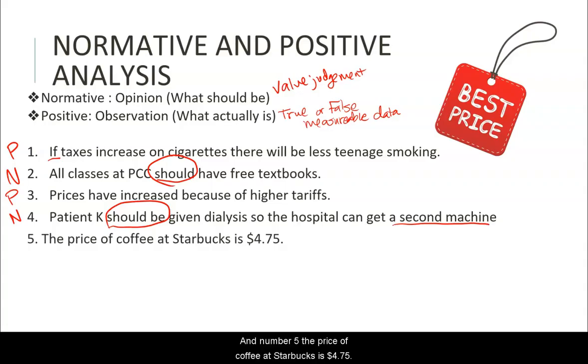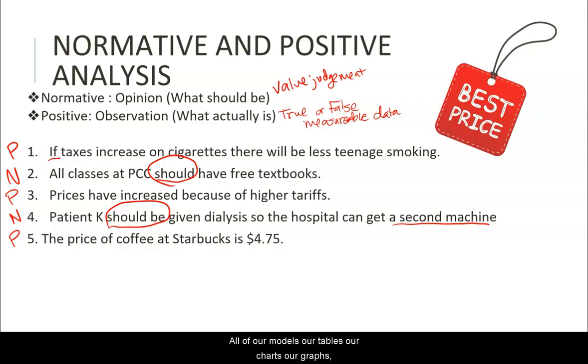And number 5, the price of coffee at Starbucks is $4.75. Yep, this one is also positive, right? This is something we can observe. We can walk into Starbucks. I'm going to walk in and see that it says $4.75. You're going to walk into a different Starbucks and see that it's $5.75. And then we're going to argue with each other about the price of coffee. But it really is still positive because we were both observing things. If we talked a little bit more and figured out we were at different stores or talking about different types of coffee, right? This is something that we could resolve.